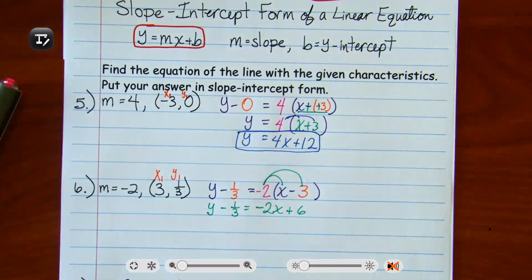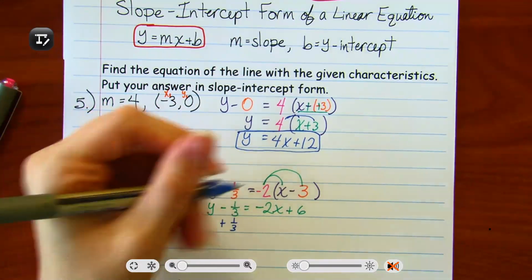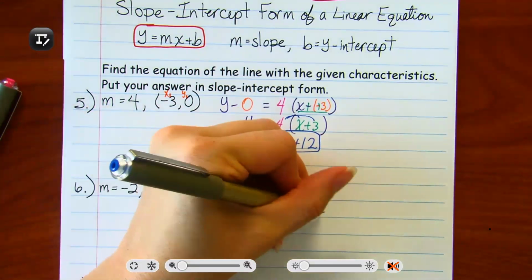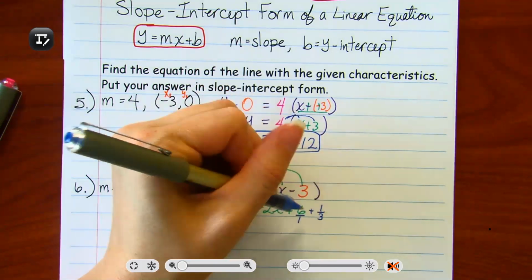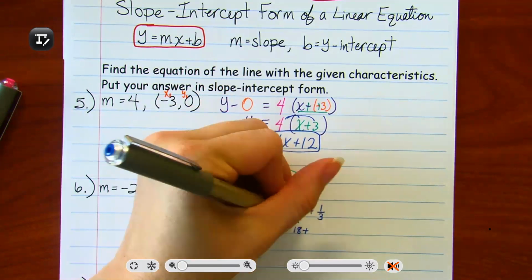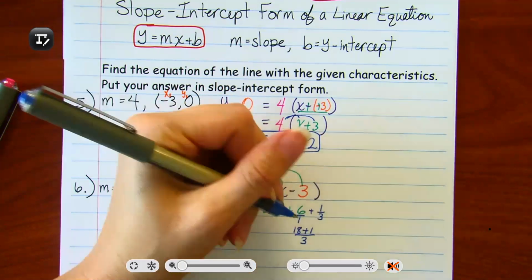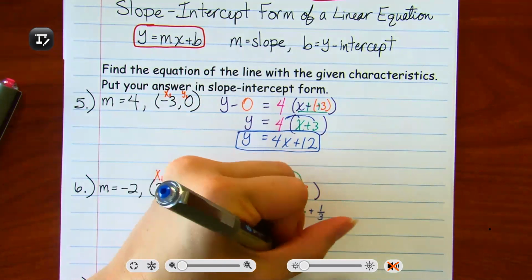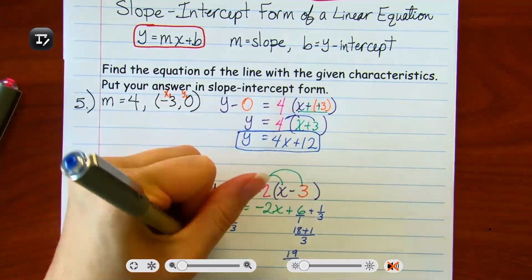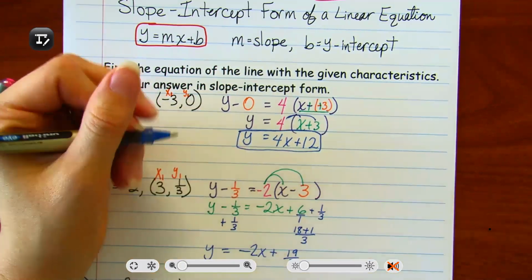And then I'm going to add 1/3 to both sides. So I have to add 6 plus 1/3. So that's the same as 6 over 1. So 3 times 6 would be 18 plus 1 times 1 is 1 over 1 times 3 is 3. So 18 plus 1 is 19. So y equals -2x plus 19 over 3.